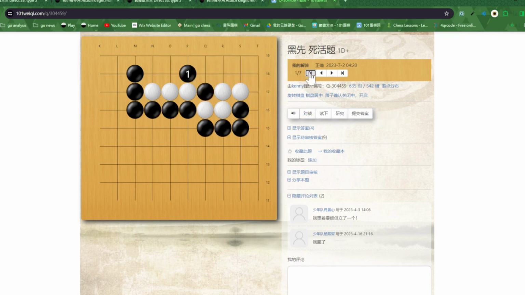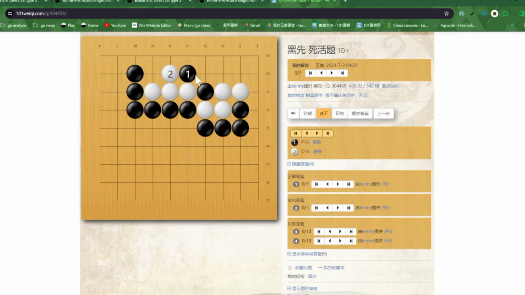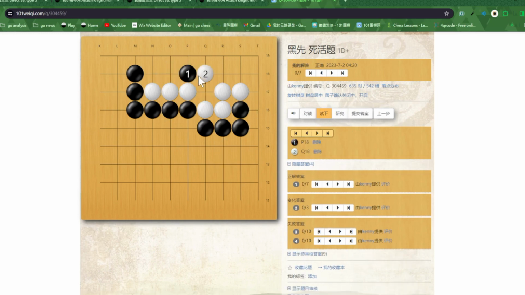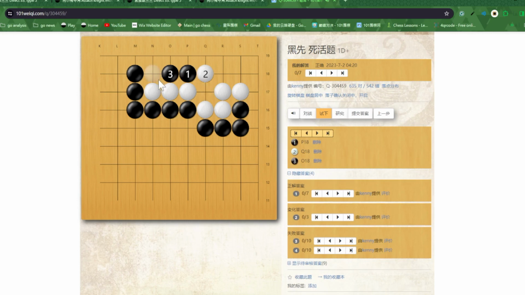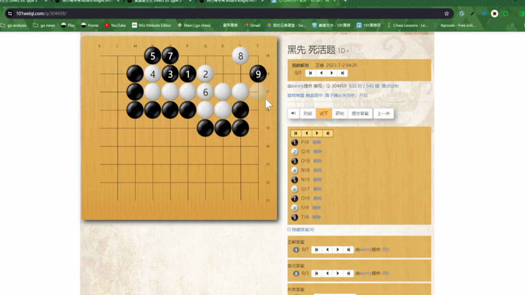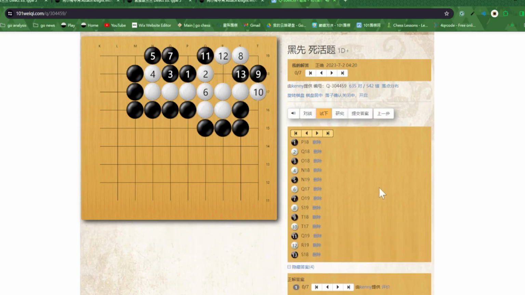The correct answer for this question is a hane. If white blocks, black connects. White only has 2 liberties and black has 3, so white is being captured. And if white captures, black escapes, it's a dead shape. So, the hane is the key point you need to find in this question.